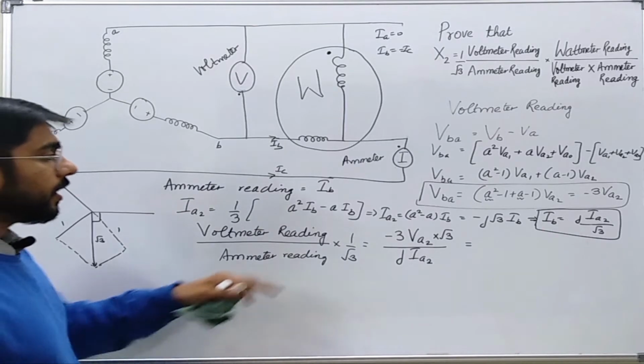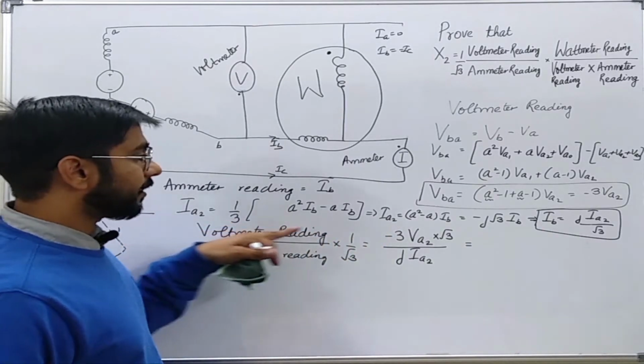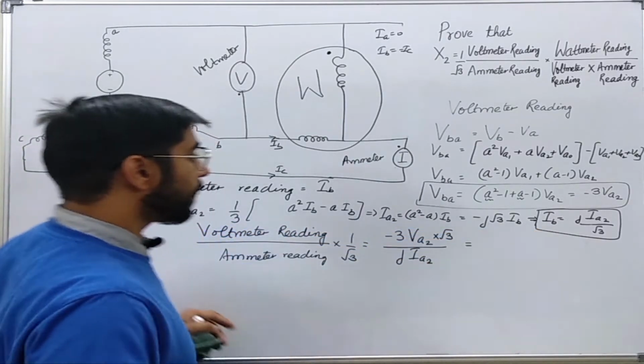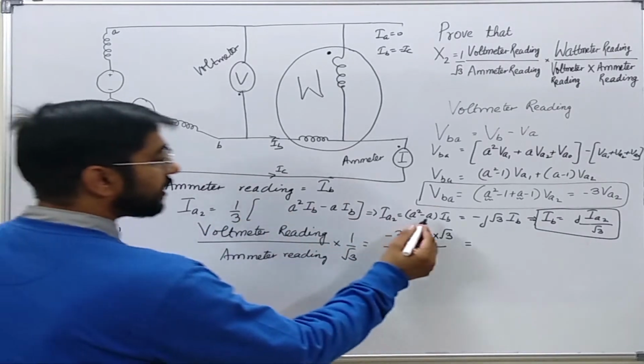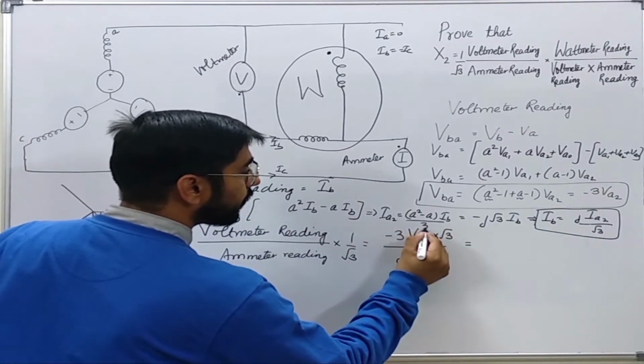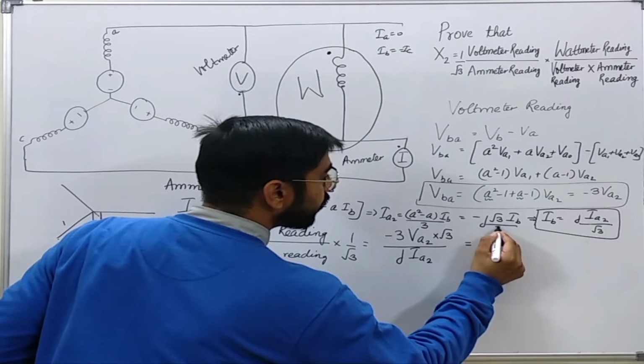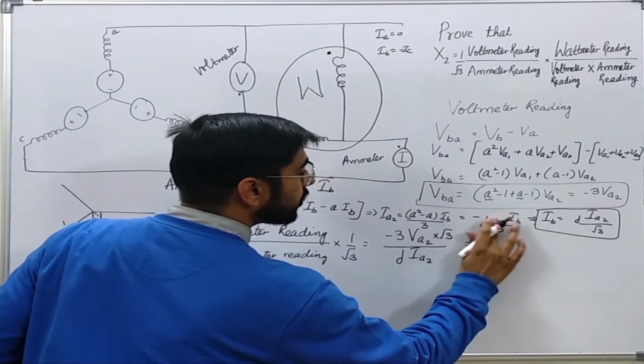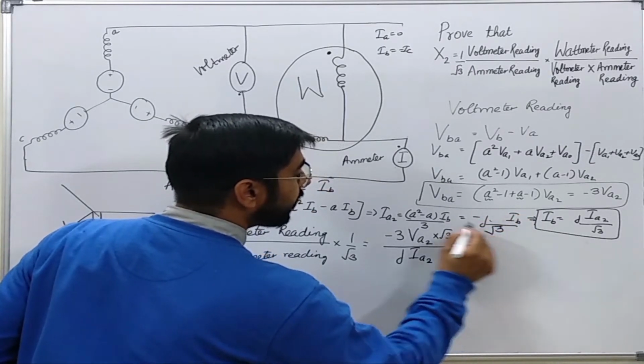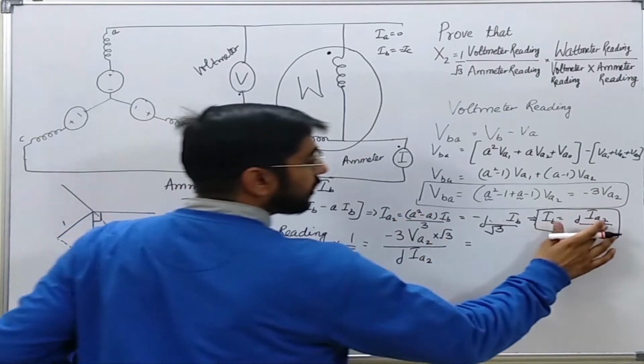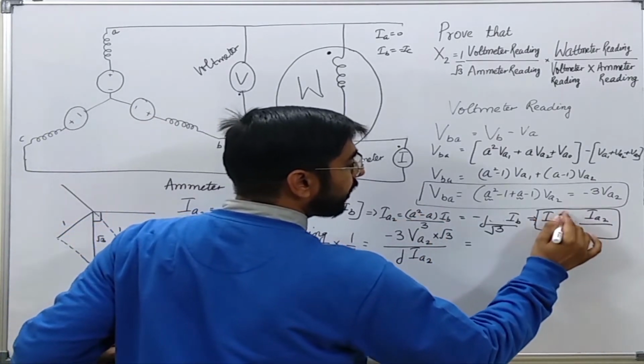Now here I have missed this root 3 factor. That's why I was thinking that something is wrong. Okay, this root 3 factor is missing. I missed this. So this root 3 will come into the denominator now. Okay, and this root 3 will come in the numerator now.